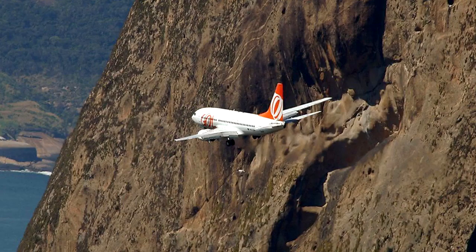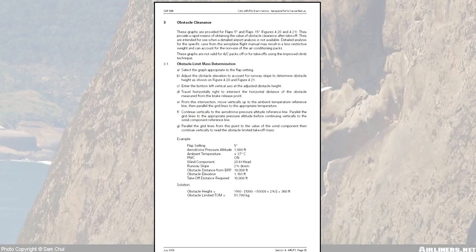This may seem to be a limiting factor, but of course, if the aeroplane cannot clear the obstacle vertically, it can of course go around the obstacle. The method of calculating the horizontal clearance will be discussed in the next lesson. Before we work through the graph, there is some preamble about the obstacle limit mass graph on page 35 of section 4 in CAP 698.